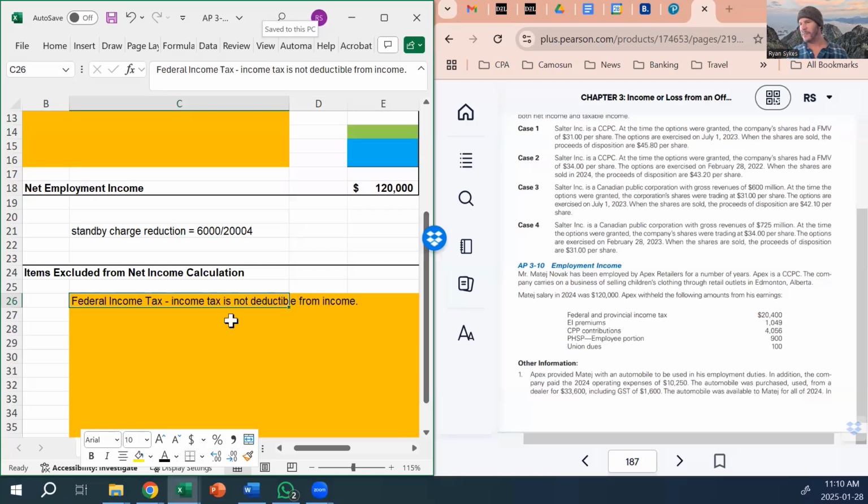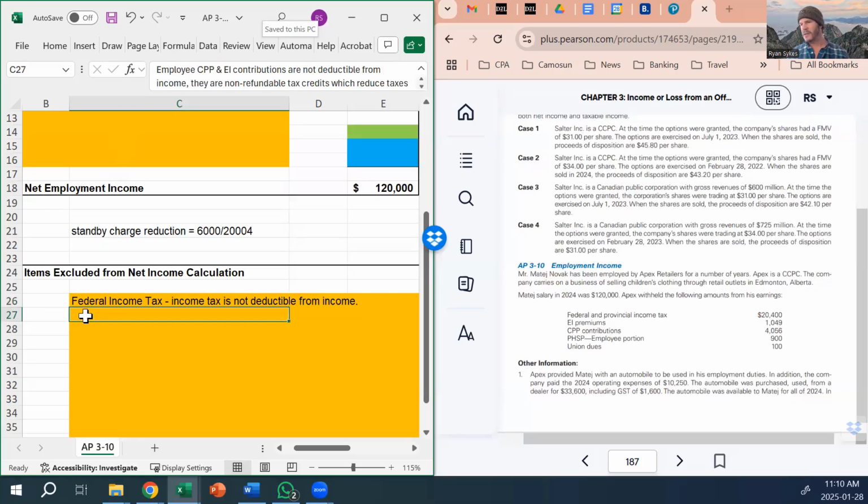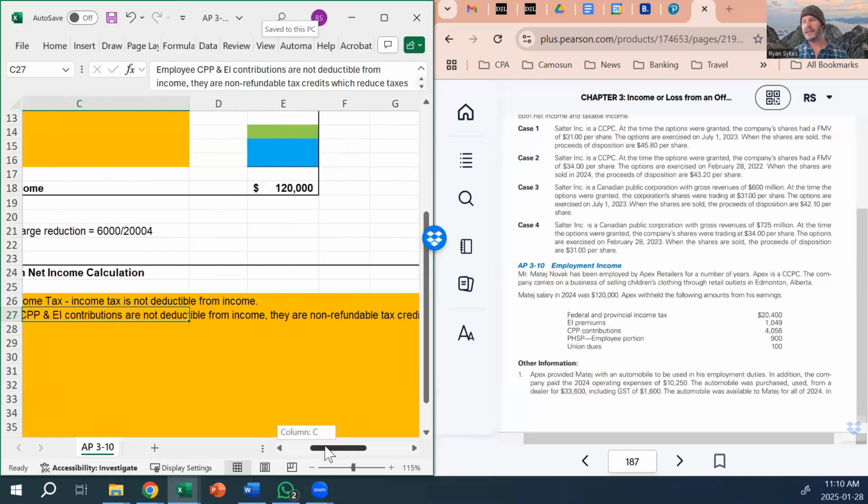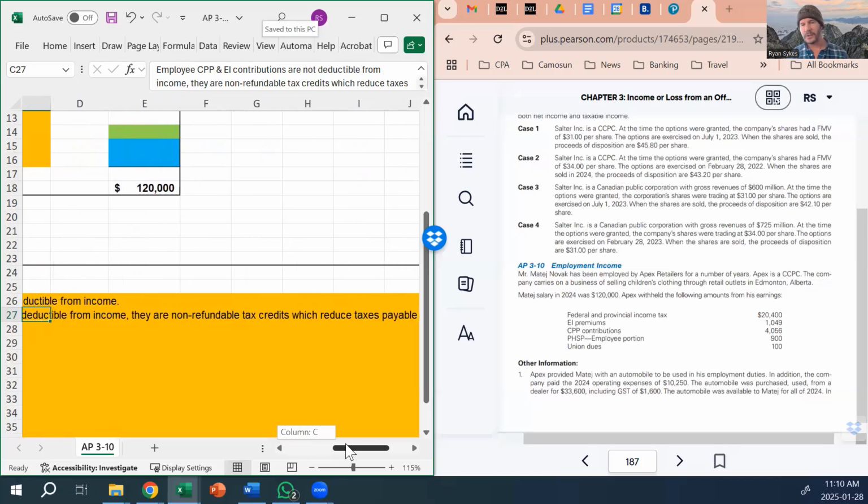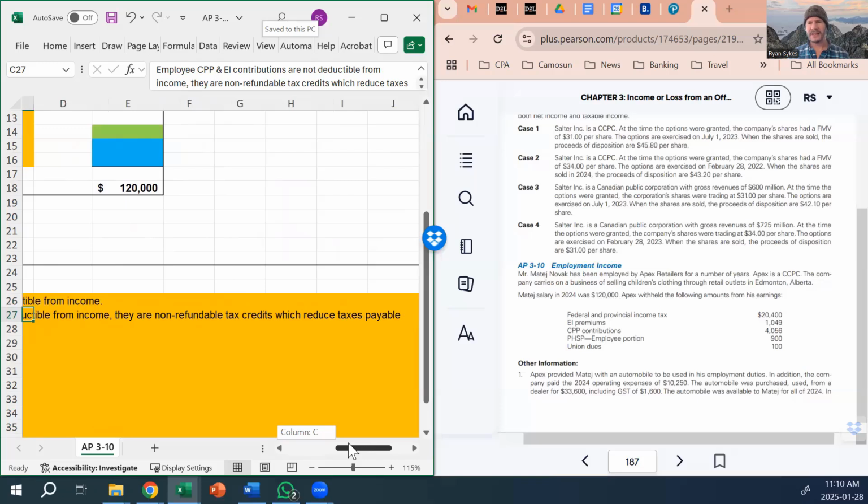Okay. Next up, there's EI premiums and CPP contributions. Neither one of these things is deductible, right? Despite the fact that they're deducted from his money that he's earning. They are withheld by the employer and remitted on his behalf. They're not deductible from his income, right? There's a stark difference there. So I again will highlight what I've got down here, which is the employee CPP and EI contributions not deductible from income. Ultimately, they become non-refundable tax credits. That should be review for you from any previous accounting course or tax course that you would have taken. These will reduce taxes payable, but they won't affect his employment income at all. So please don't make these as deductions.